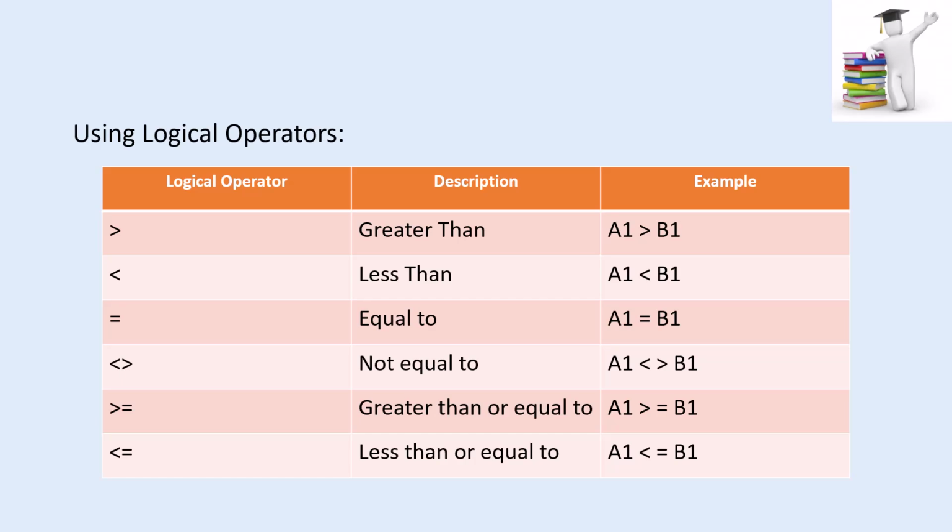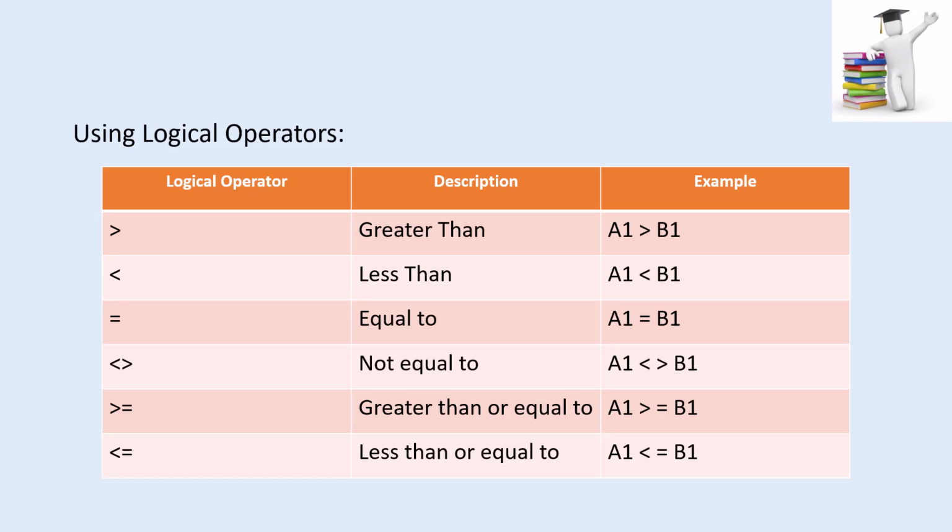The third symbol, equal to. It returns true if two values are exactly the same. For example, A1 equals B1. Our fourth operator, not equal to. It returns true if two values are different. Example, A1 is not equal to B1.